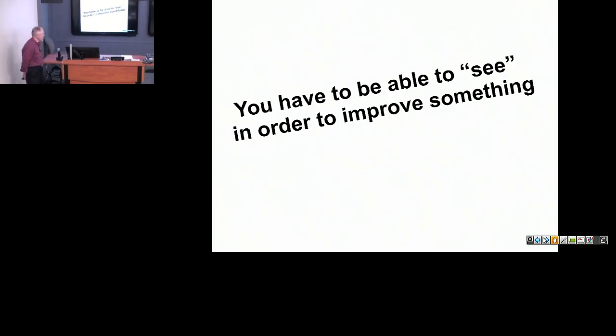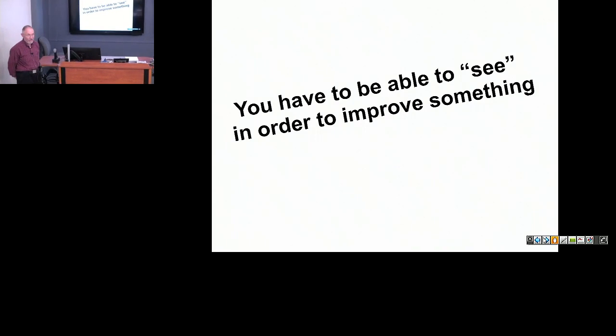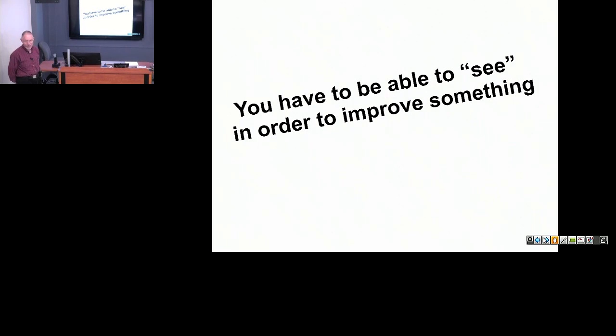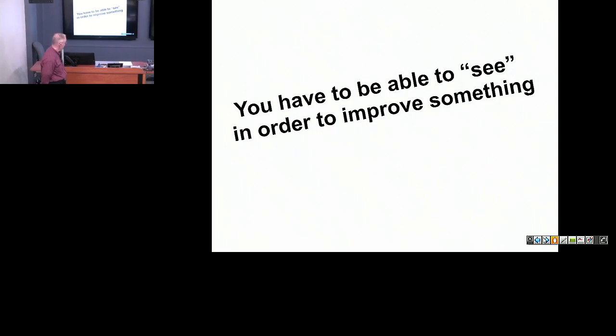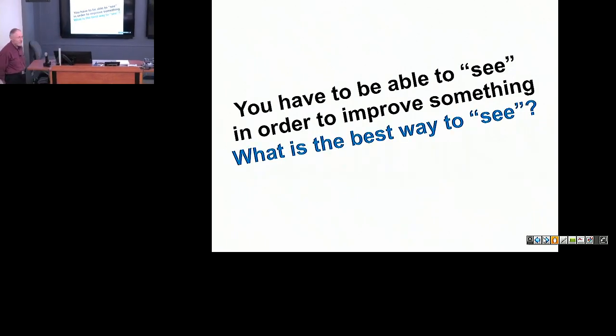You have to be able to see in order to improve something. Does that make sense? You have to be able to see what's happening in order to improve something. If you can't see it, you can't improve it. So what's the best way to see? By the way, today's session is all about seeing, because seeing is so important to improving. But how do we see?